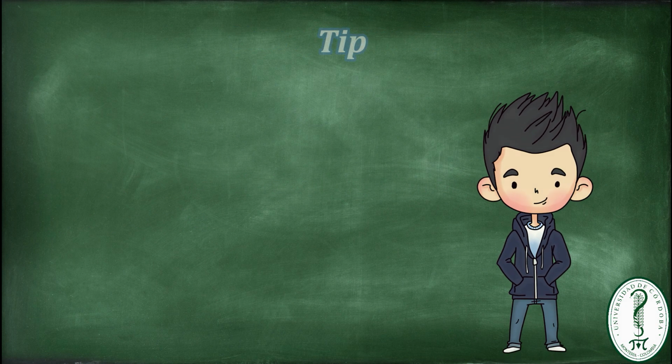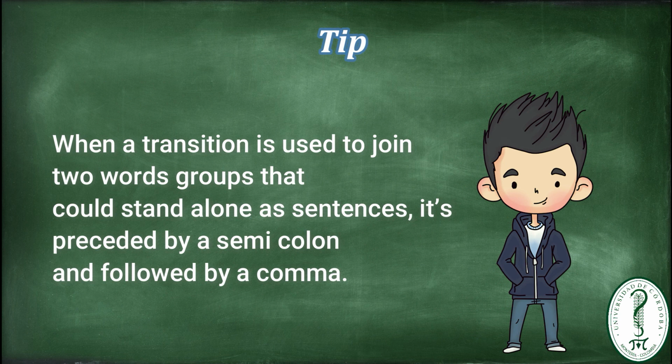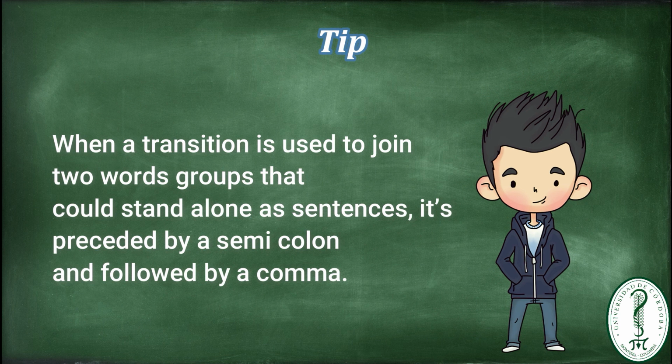And now I have a tip for you. When a transition is used to join two word groups that could stand alone as sentences, it's preceded by a semicolon and followed by a comma.